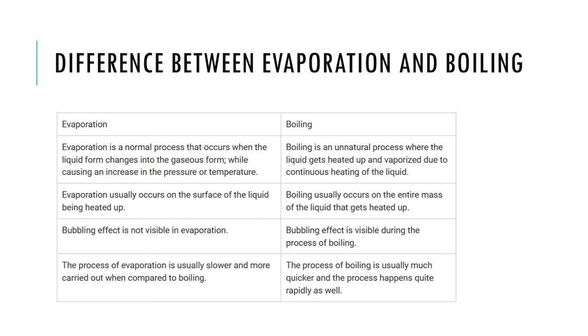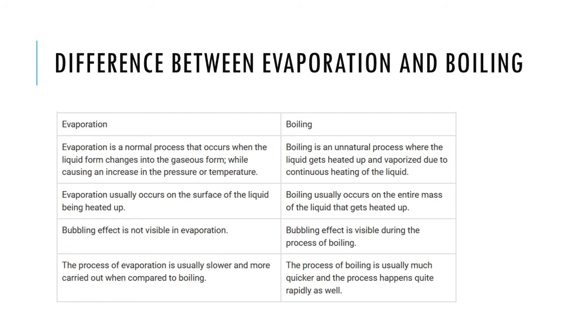Difference between evaporation and boiling. Evaporation is a normal process that occurs when liquid form changes into gaseous form. Evaporation usually occurs on the surface of the liquid being heated up, whereas boiling is an unnatural process where the liquid gets heated up and vaporized due to continuous heating, and boiling usually occurs on the entire mass of the liquid that gets heated up. Basically, evaporation is a surface phenomenon and boiling is a bulk phenomenon.